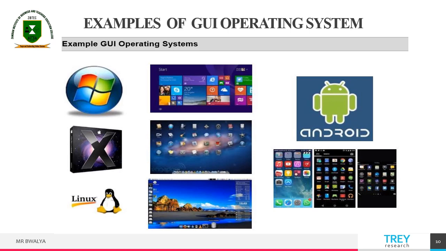We'll look first at an example of a GUI operating system. The three letters GUI, which we pronounce as "gooey", simply stand for graphical user interface. From the name we can tell that these are graphics that have something to do with icons. The pictures you're able to see here are examples of GUI, the graphical user interface operating systems.